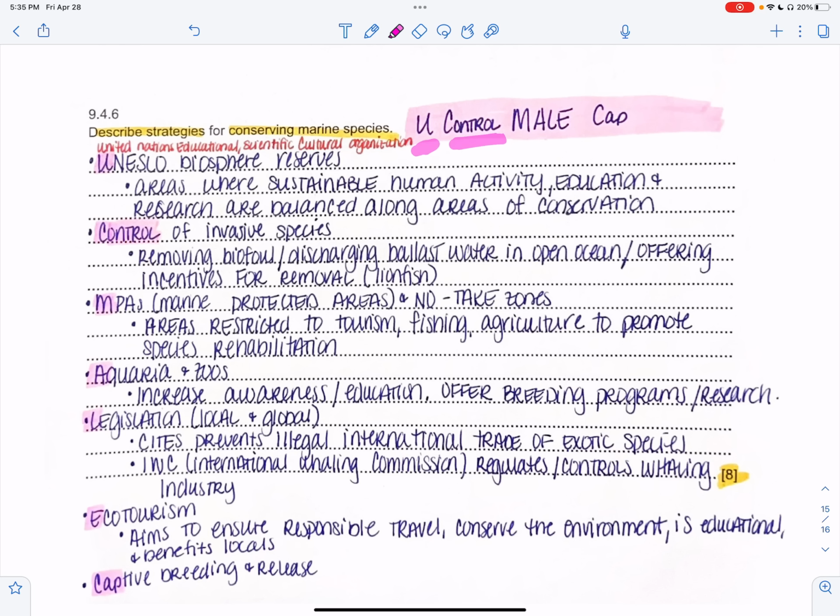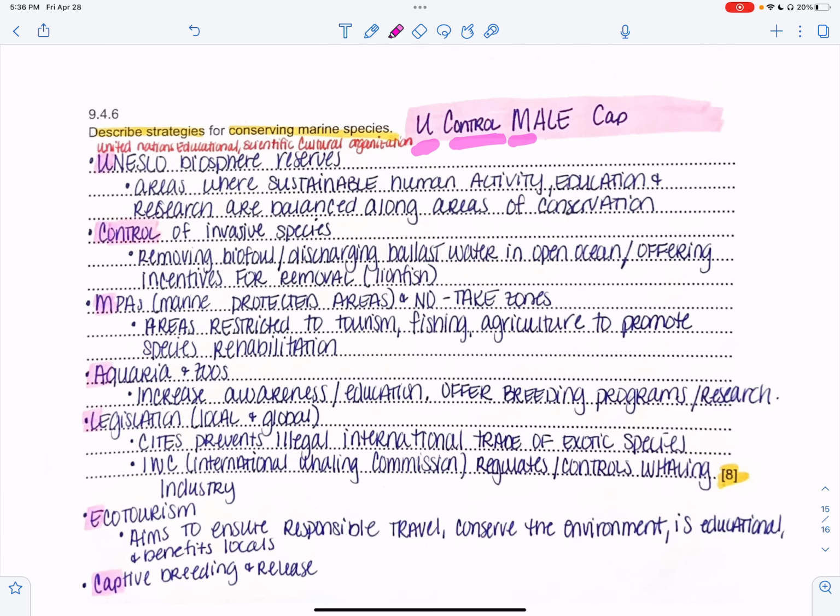The M for the male, that's MPAs, or marine protected areas, or areas that are no-take zones. They restrict some of these areas. If they are no-take zones, then tourism, fishing, and agriculture are restricted, and they will promote species rehabilitation. It is expensive to monitor and expensive to manage. And people don't like it because then they're losing out on income from tourism or from fishing there and recreation.